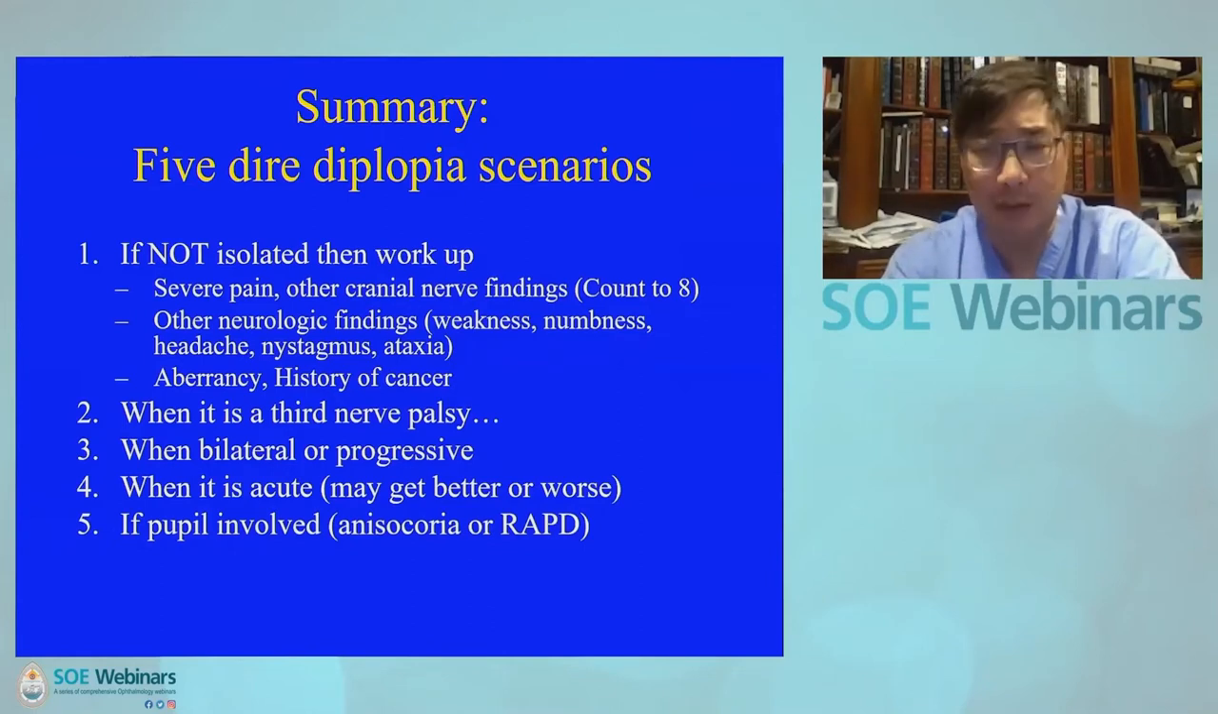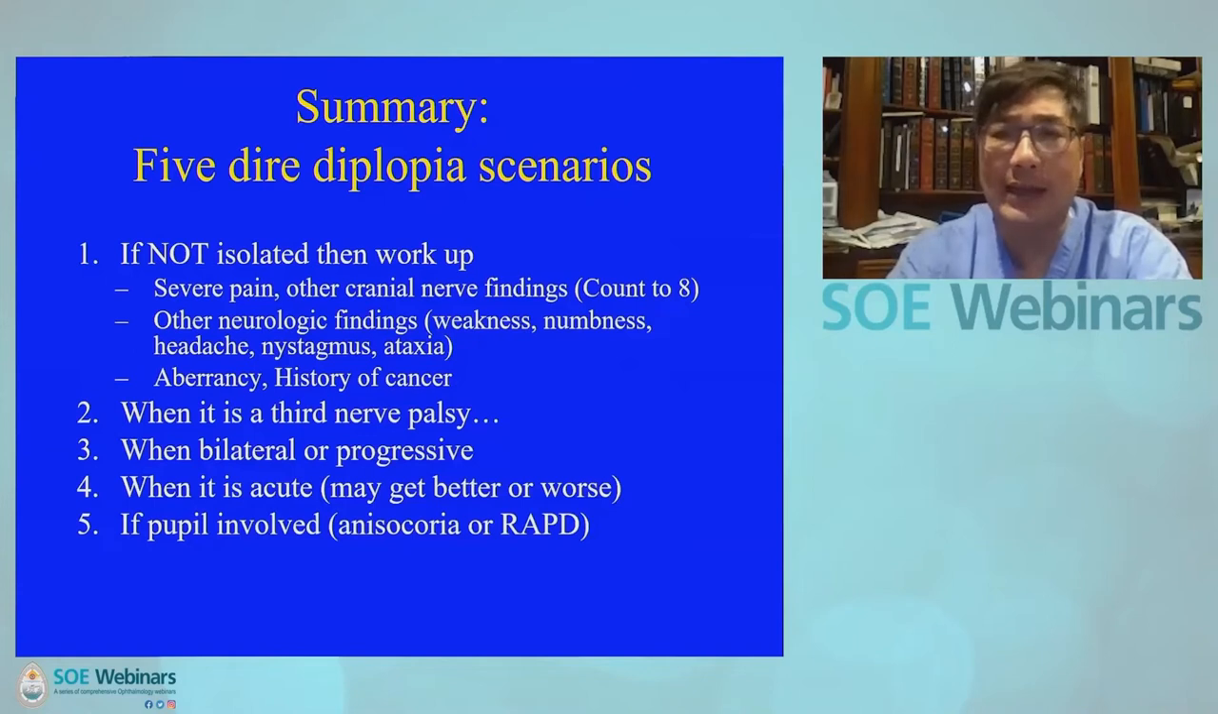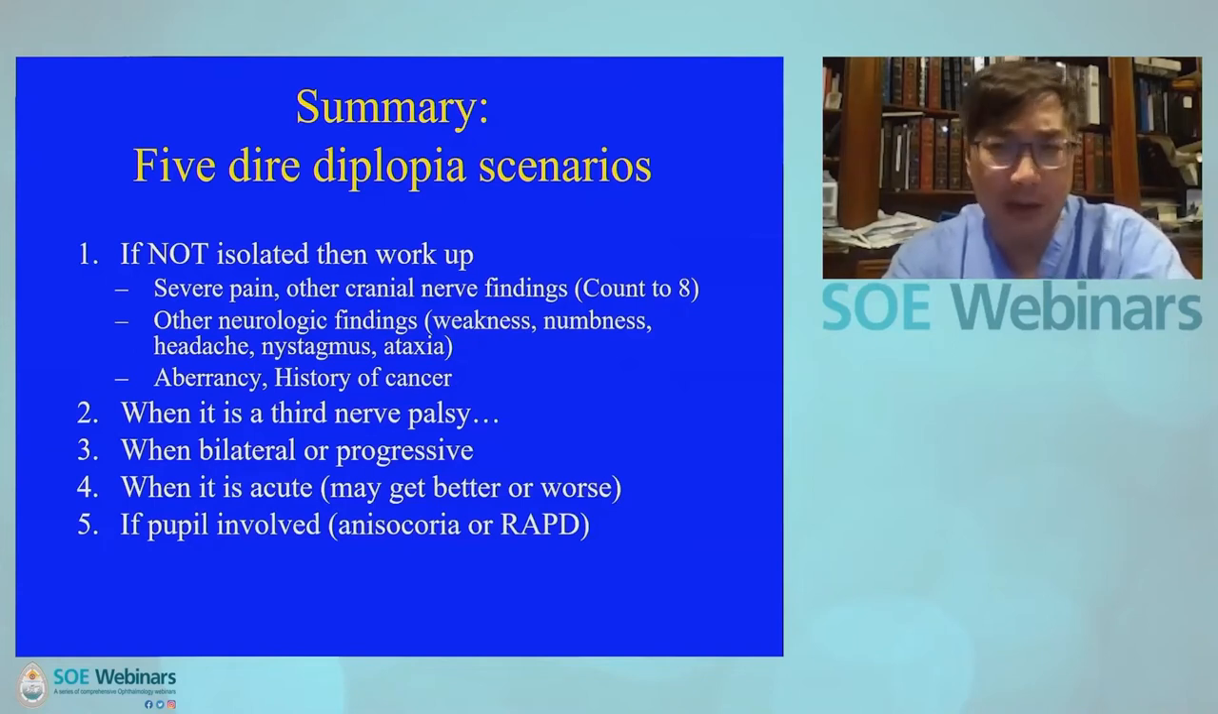And then once you involve the pupil, that's Lee's Peas, and that converts that diplopia to a dire diplopia. There shouldn't be any other neurologic finding: weakness, numbness, headache, nystagmus, ataxia. If they develop aberrant regeneration or they have a history of cancer, that's Lee's rule of cancer. It is cancer until proven otherwise.